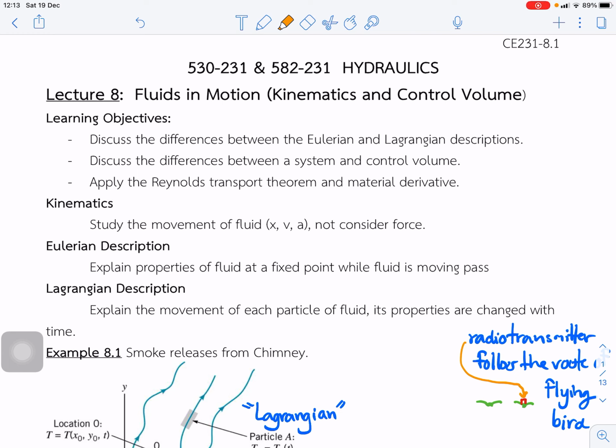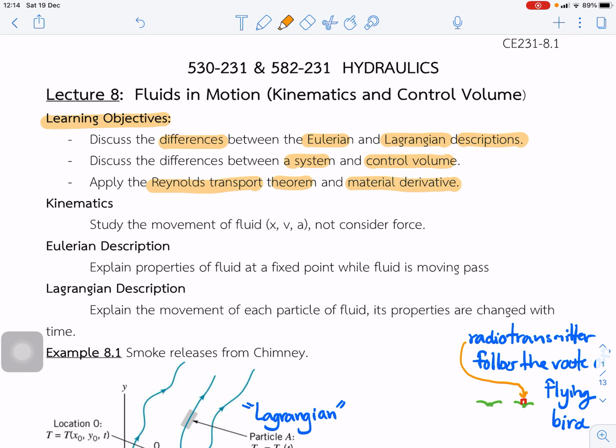Lecture 8, Fluid in Motion, Kinematics and Control Volume. The objective of this lecture is to discuss the difference between the Eulerian and Lagrangian descriptions. The second is to discuss the difference between system and control volume. And third, apply the Reynolds transport theorem and material derivative.